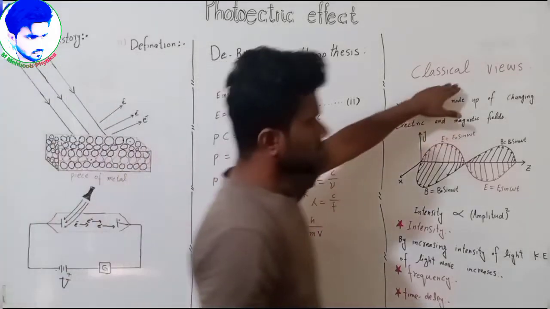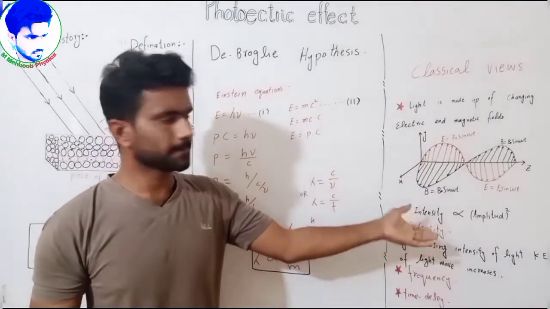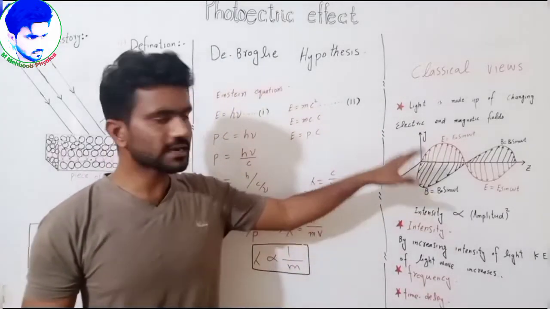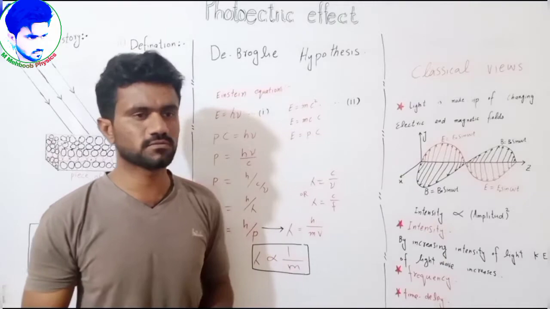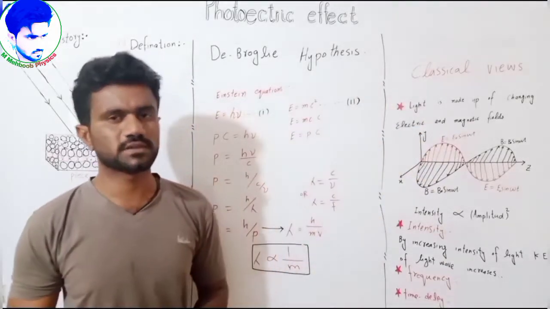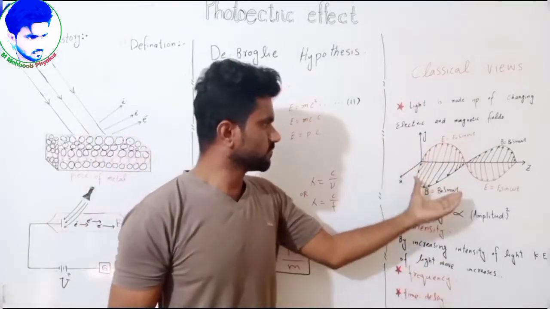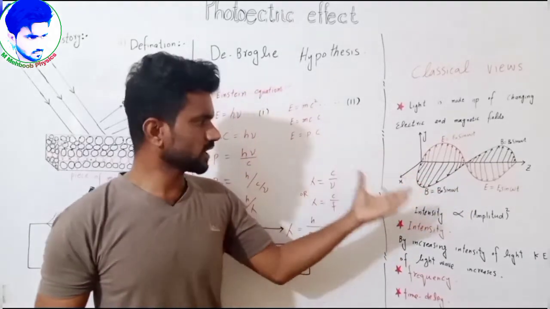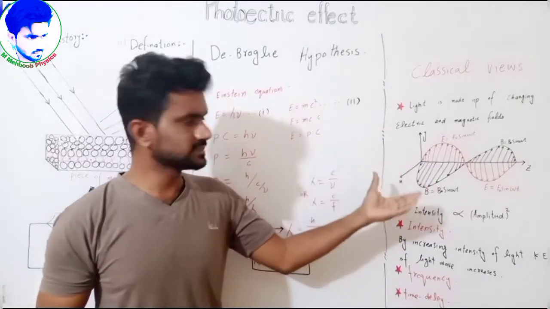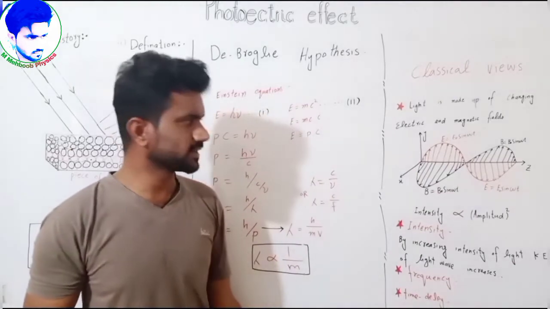Now comes the classical view of the photoelectric effect. Basically, classical physics tries to explain the phenomenon of the photoelectric effect, but it fails. What were the reasons that classical physics failed to explain it? One of the big reasons is that classical theory considered light as a wave, not like a particle.